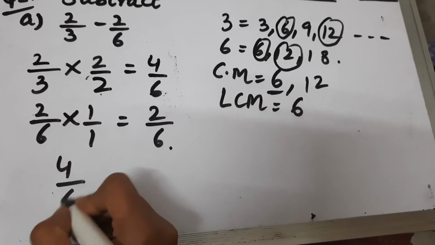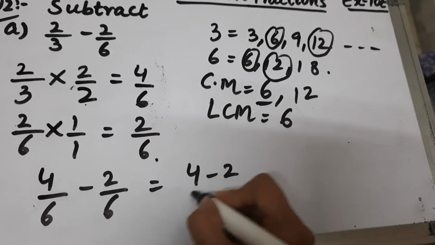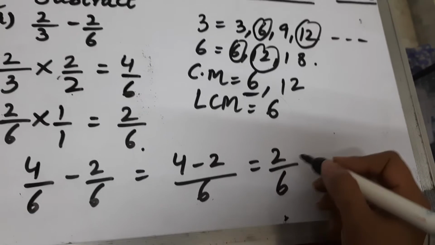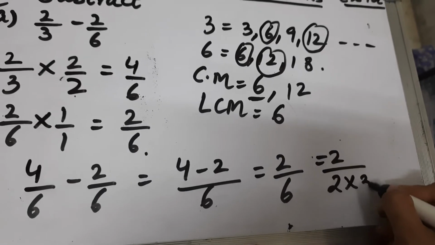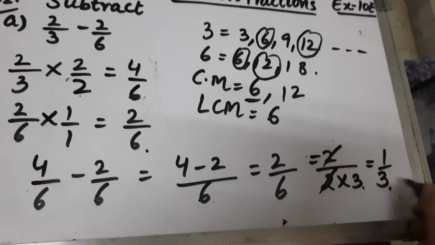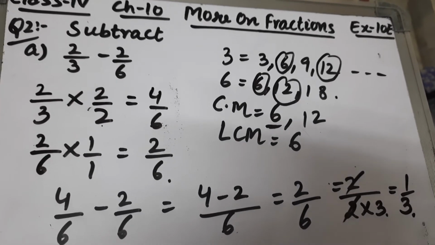Now subtract the fractions. 4/6 minus 2/6. This is 4 minus 2 upon 6, which is 2/6. Now reduce the fraction into lowest terms. 6 can be written as 2 multiplied by 3. So 2 and 2 cancel out. This will be 1/3. This is the second method to solve this question.